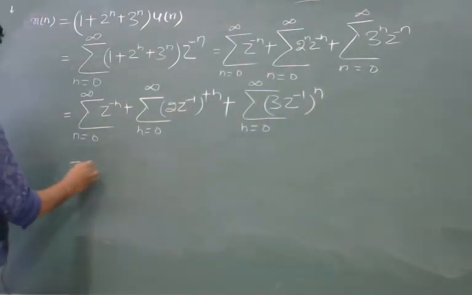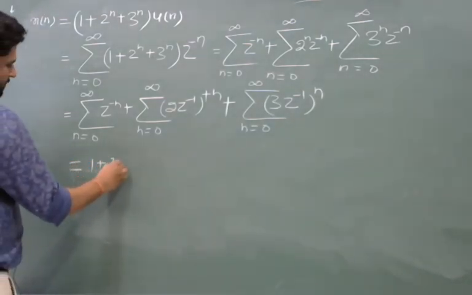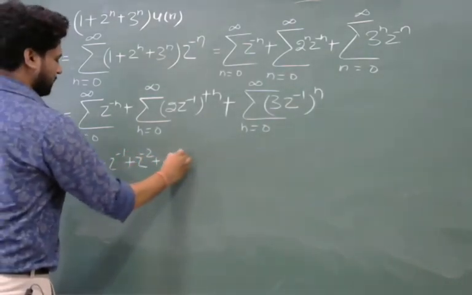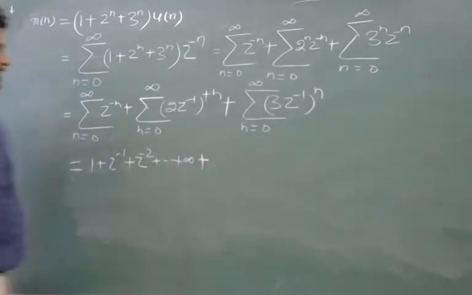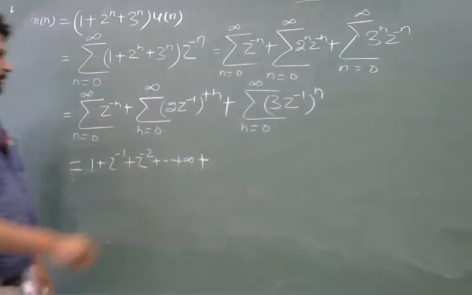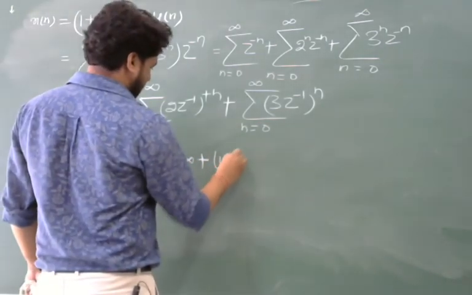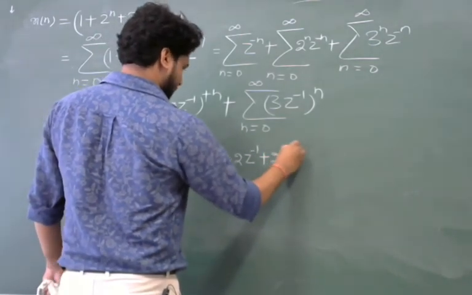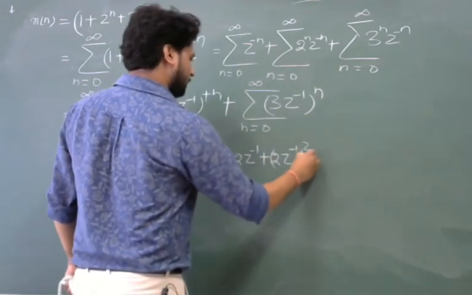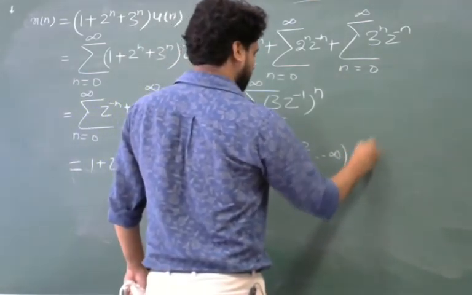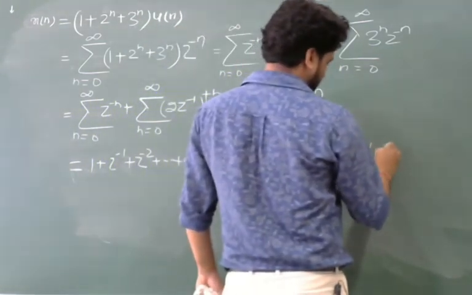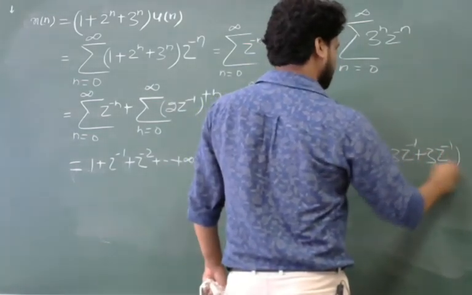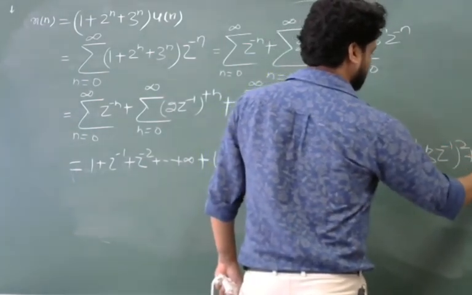This will become 1 plus z inverse plus z power minus 2 plus up to infinity, plus again this will become 1 plus 2z inverse plus 2z inverse square plus up to infinity, plus 1 plus 3z inverse plus 3z inverse square plus till infinity.